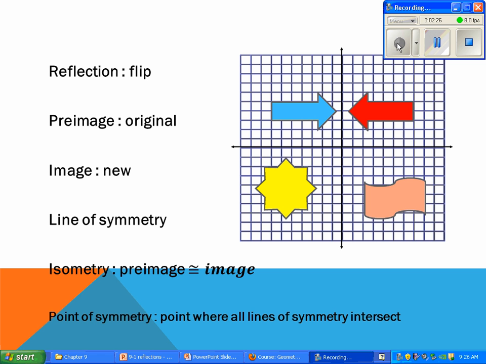All right, on this, a reflection. Another name for a reflection is a flip. This is the part that always confused me. The pre-image and the image. You've got to remember that the pre-image is the original.